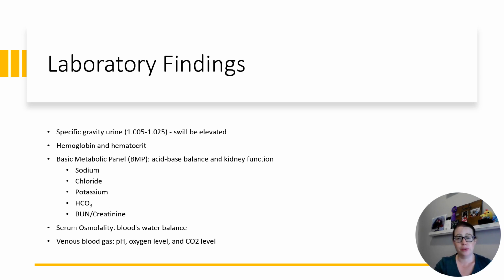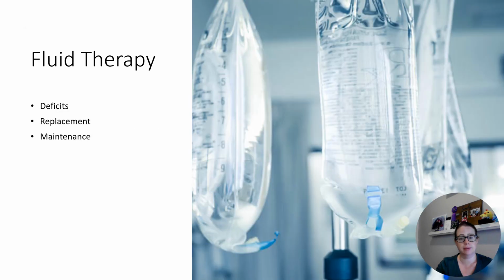Your specific gravity results will be above 1010 and can indicate mild dehydration. The higher the number, the more dehydrated they may be. Basic metabolic panels will show electrolytes and kidney function. Blood gases can help evaluate acid-base balance, and the serum osmolality can help evaluate the body's water balance.